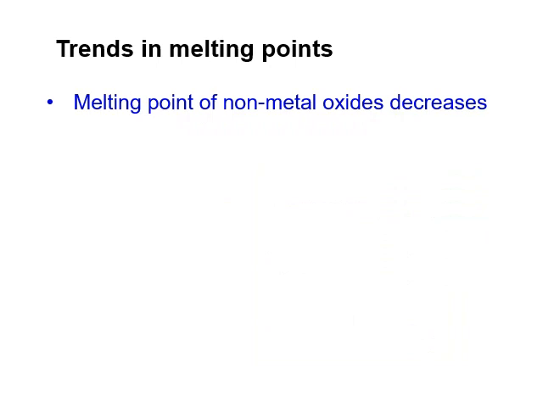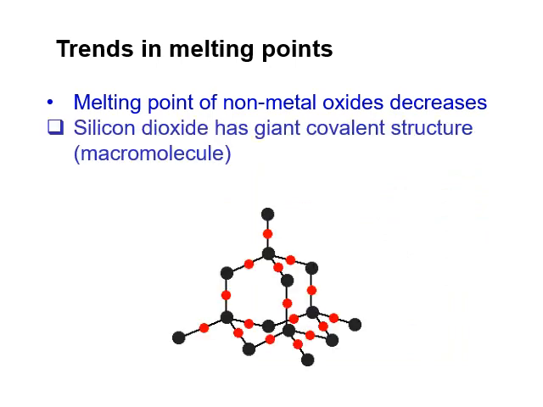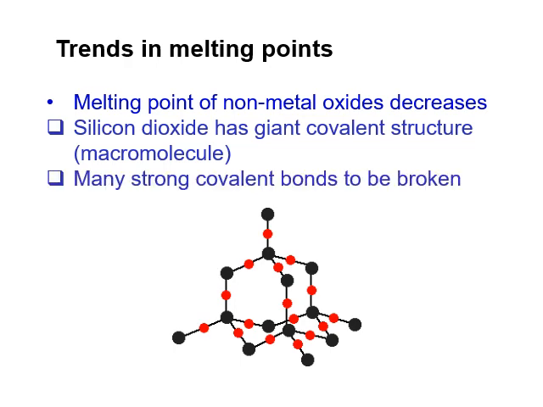Let's have a look at the non-metal oxides then. So let's start with silicon dioxide. This has a giant covalent structure. So this has a very, very high melting and boiling point, because there are many strong covalent bonds that need to be broken, so that'll take a lot of energy, so you can have a high melting point. From there onwards, the melting points are going to decrease. So silicon dioxide is the highest, it's giant covalent, so that's why it's got a very, very high melting point.